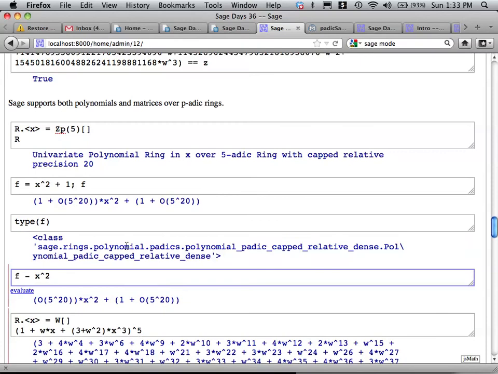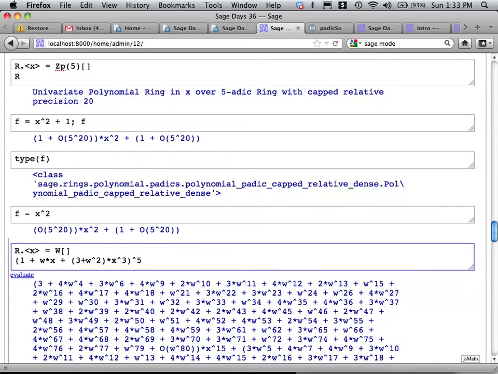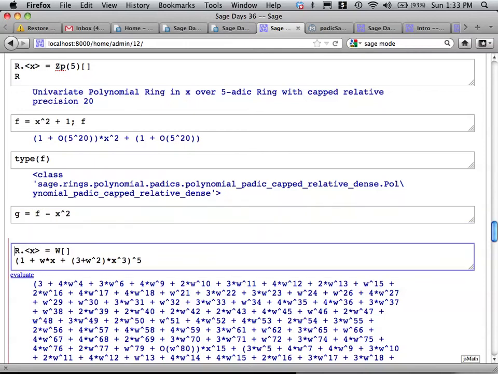So there's a class for p-adic polynomials. If you subtract off so that there's a leading zero, it still keeps track of the fact that it doesn't know that that's exactly zero, so there could be some non-zero entry there. And if you take the degree of the difference, I think it will tell you zero, and that's a problem.